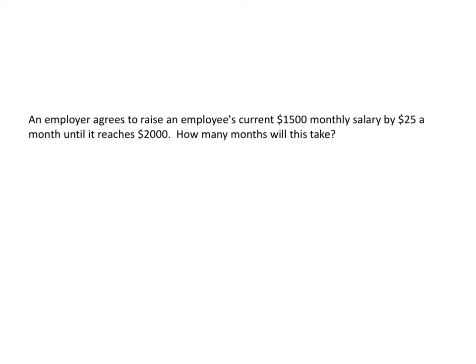Well, we could certainly make a list and take 1,500 plus 25, 1,525 plus 25, 1,550 plus 25. But because we are in high school and this is Honors Algebra 2, we instead really need a more sophisticated method to figure out the answer to this question. And that's what we're going to look at in this lesson.